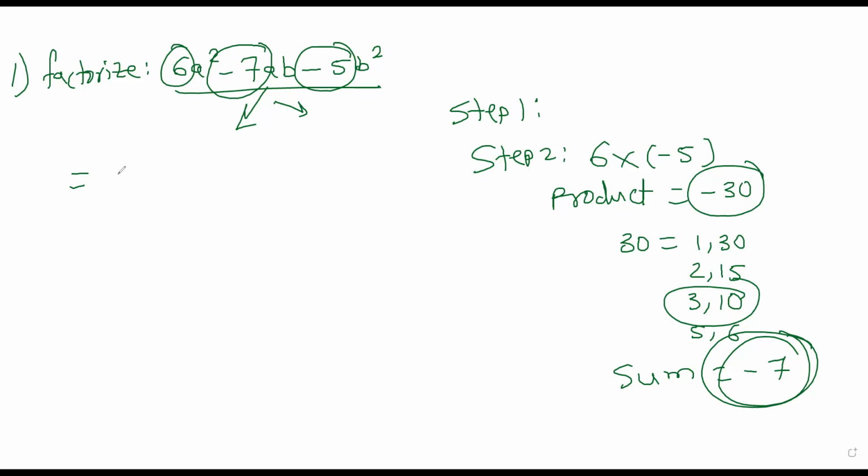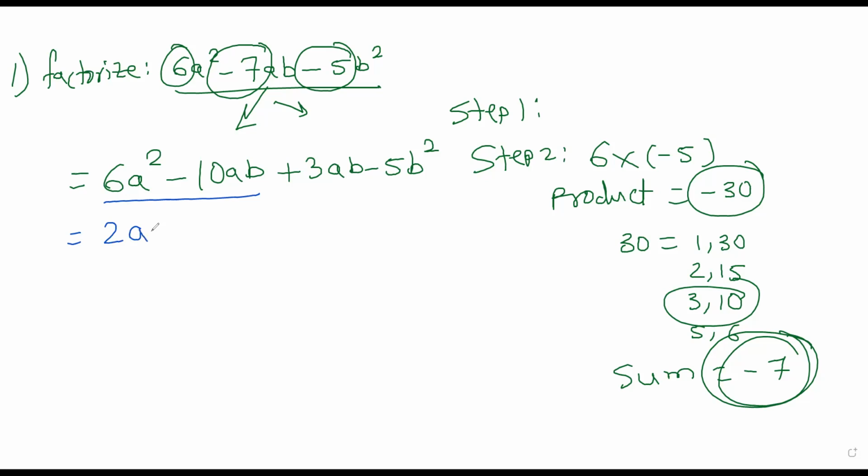So how do you split this? You will say 6a square minus 10ab, correct? 10ab, don't forget the variable. Then plus 3ab minus 5b square. Now you have to combine. What common can you take? Only a? हाँ 2a square कैसे? 2a common. What do you get inside? 3a minus 5b. Shabas.